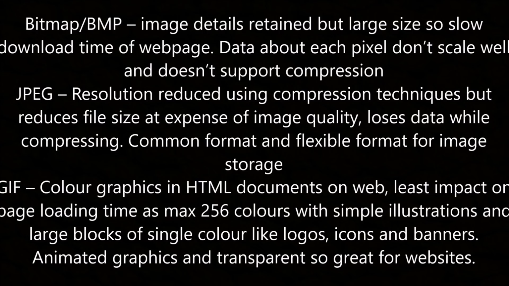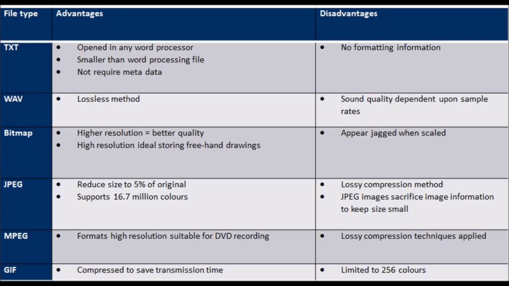GIF has colour graphics and is used in HTML documents on the web, with least impact on page loading time, as it has a maximum of 256 colours, with simple illustrations and large blocks of single colour like logos, icons and banners. Their animated graphics and transparency are great for websites. Here's a comparison of all the advantages and disadvantages between text, WAV, bitmap, JPEG, MPEG and GIF.